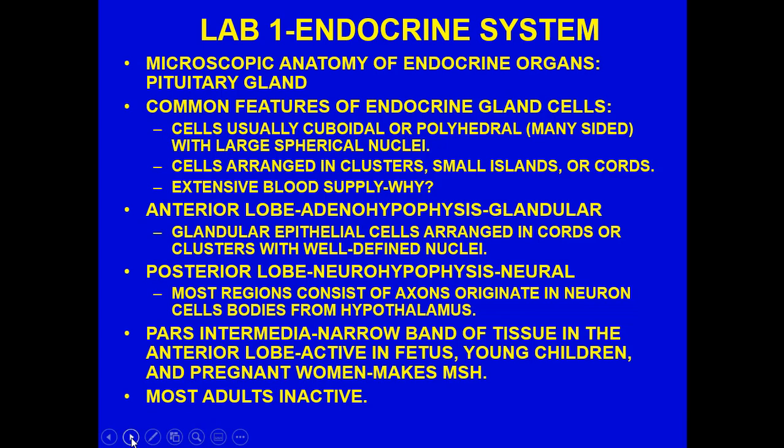Now, we're going to move from gross anatomical structures to microscopic anatomy. First, we're going to start off with the pituitary gland. The common features of endocrine gland cells are that the cells are usually cuboidal or polyhedral, that is many-sided, with large spherical nuclei. The cells are arranged in clusters, small islands, or cords. They have an extensive blood supply.